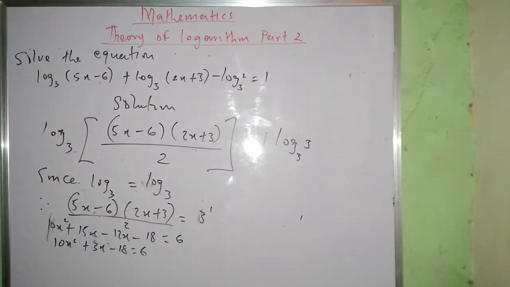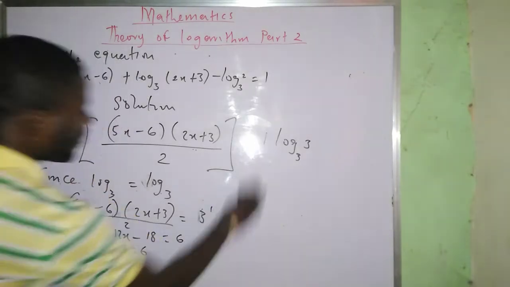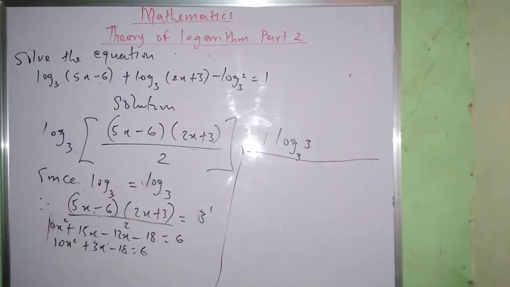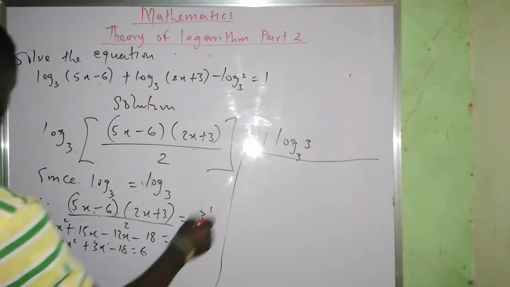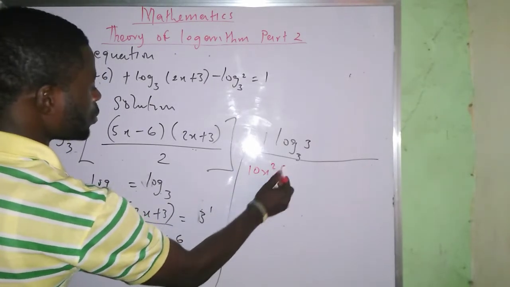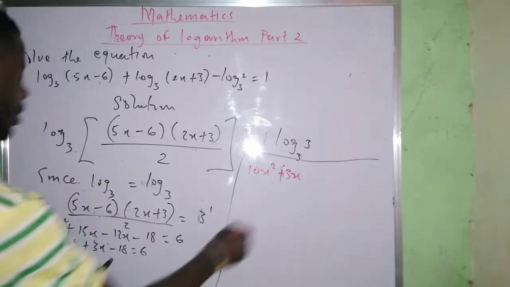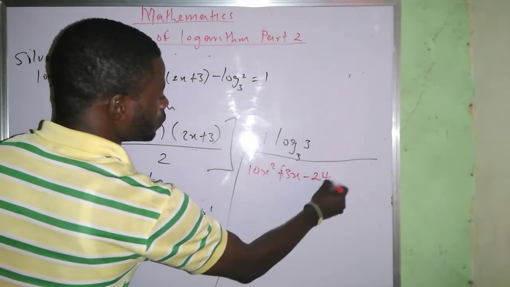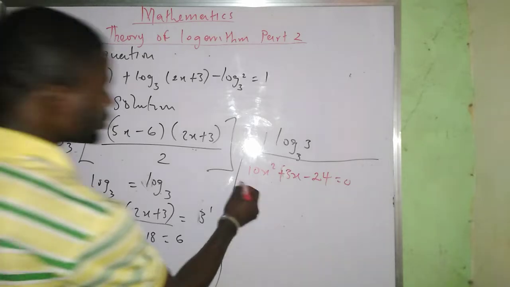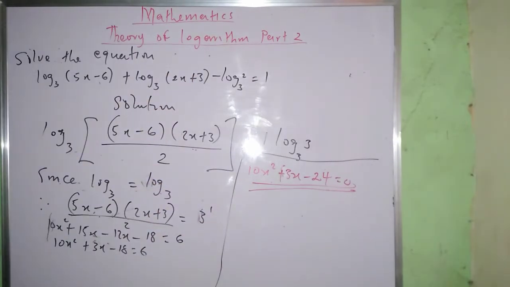Now, this and this we also increase to 24. Let me use the red marker. Having 24, I can now say 10x squared plus 3x minus 24 equals 0. Now it becomes a quadratic equation. Can I reduce? No. I can now use my quadratic equation method to solve this particular problem.